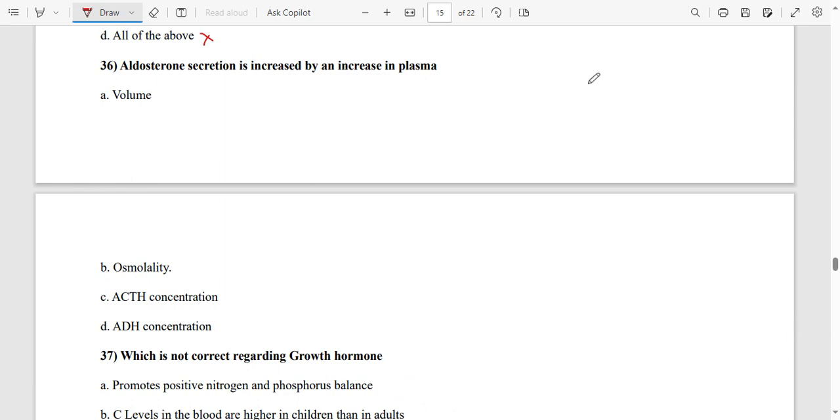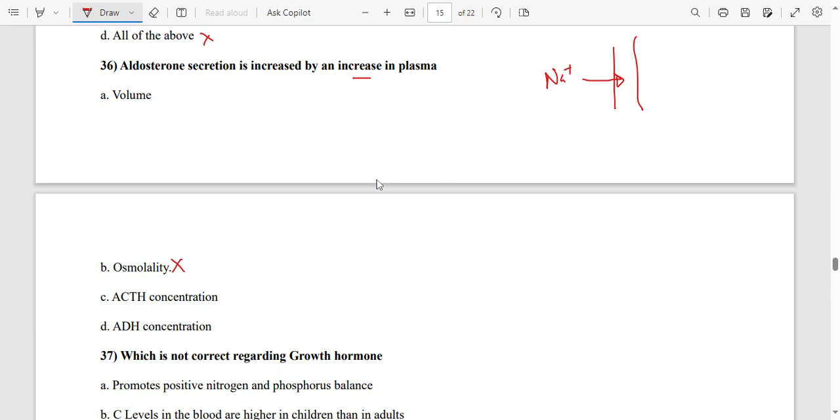Sodium reabsorption. You want to reabsorb sodium so that sodium goes back into the blood. Why should sodium go back into blood? It means you want to increase the concentration of sodium in blood, which means the concentration of sodium in blood is low. So if there's an increase in osmolarity, you don't expect aldosterone, because aldosterone wants to increase osmolarity.